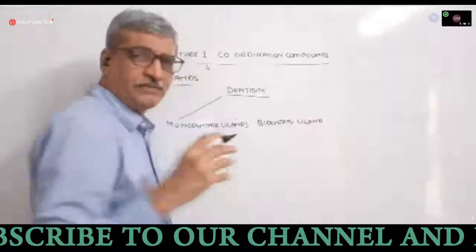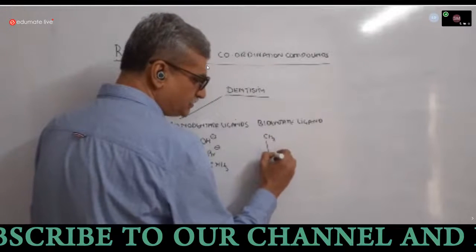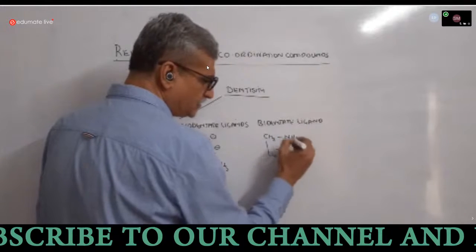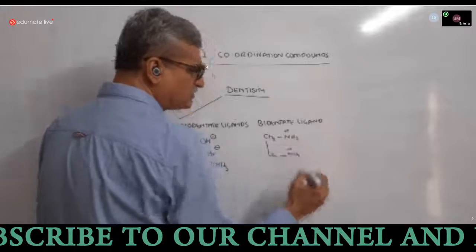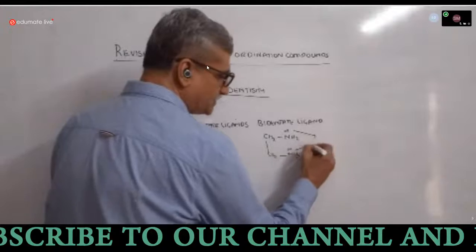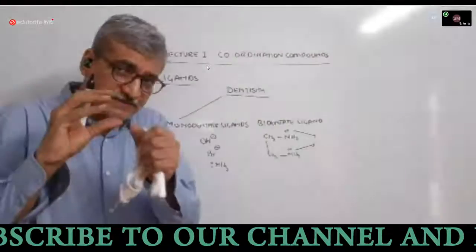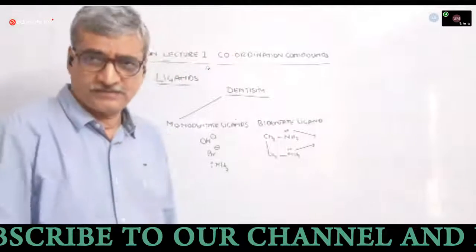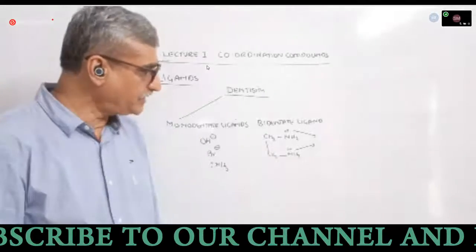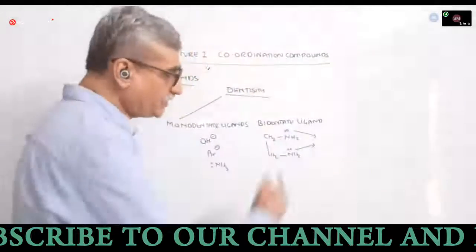In a neutral molecule, the bidentate ligand will be ethylenediamine, NH2 CH2 CH2 NH2. So here this nitrogen and this nitrogen are available for donation. See what happens whenever you have two or more lone pairs to be donated by a bidentate ligand: these molecules become ring structures.